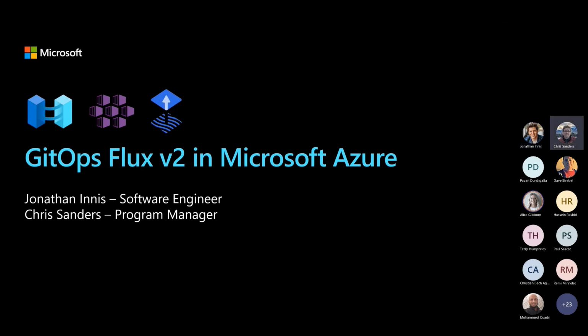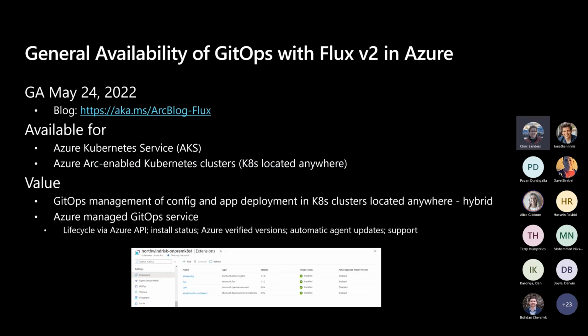Great. So what we're going to do today is go through what GitOps looks like in Azure. That includes Azure Kubernetes Service and Azure Arc enabled Kubernetes. To kick it off, at Build, we announced the general availability of GitOps with Flux version 2 in AKS and Arc enabled Kubernetes.